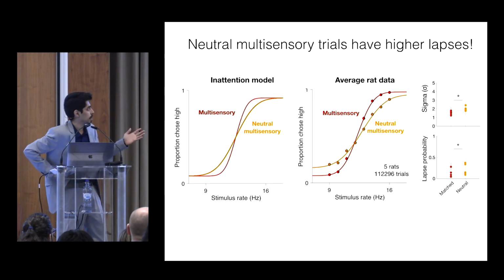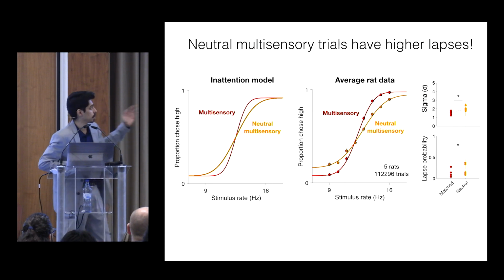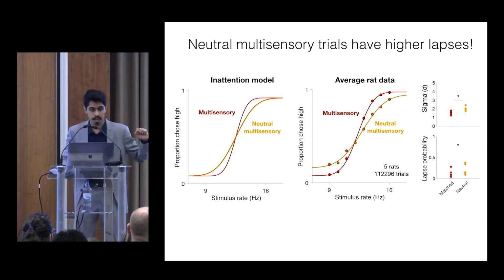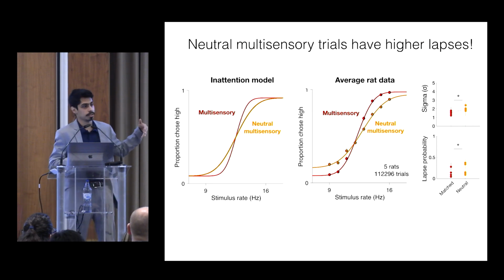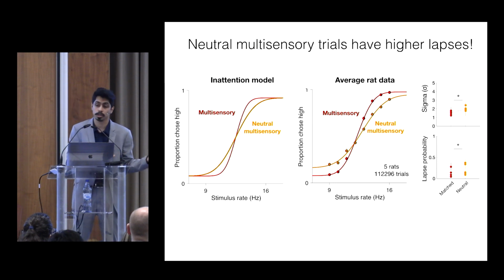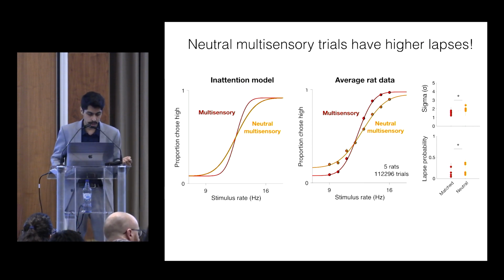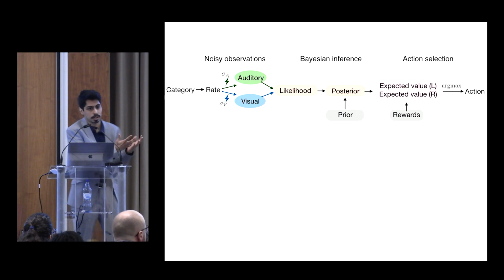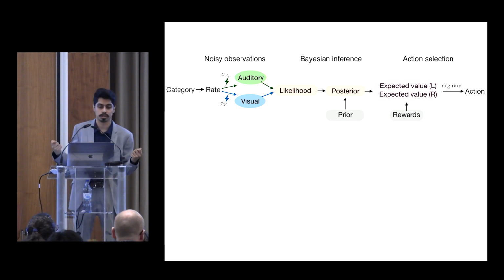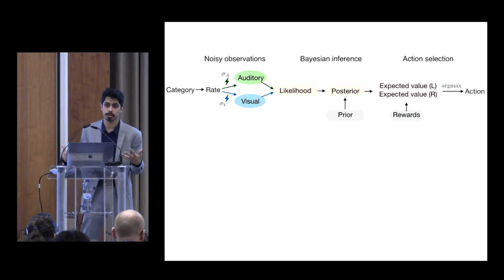But once again, this doesn't actually match the data. This is average data from 5 rats. And you can see that, once again, the rats make more perceptual errors on these neutral multisensory trials, but they also have higher lapses. And so this leaves us with a conundrum where these two classic models of lapses are inadequate to explain the trends in our data, and we needed to come up with a new explanation.